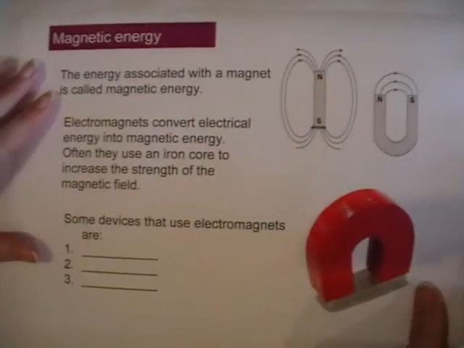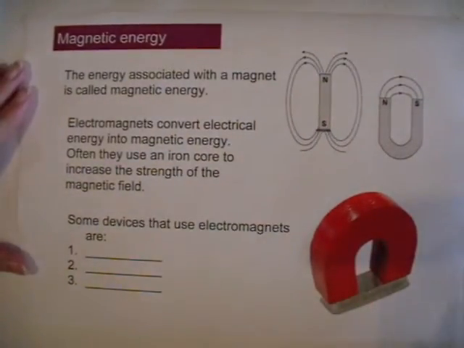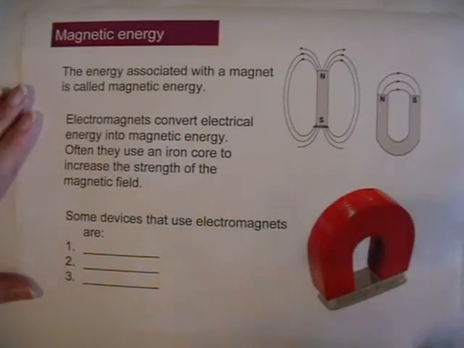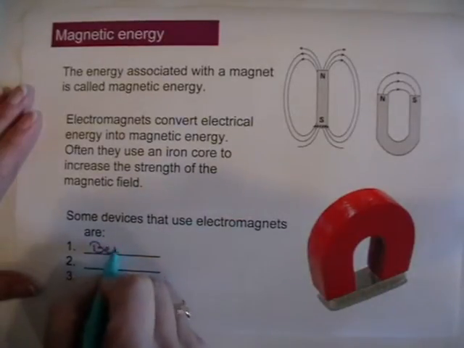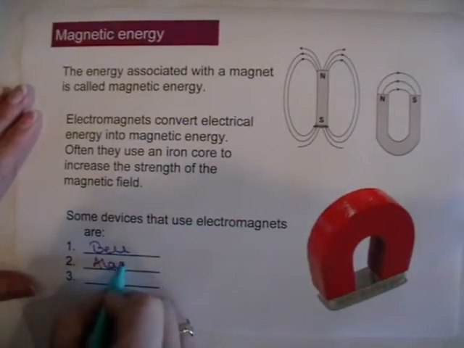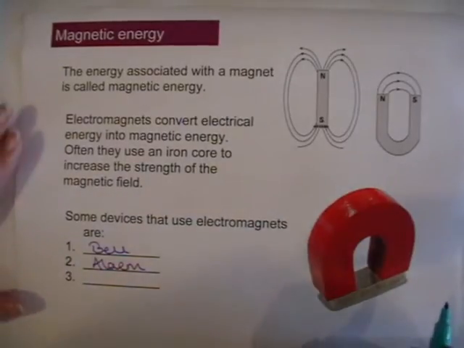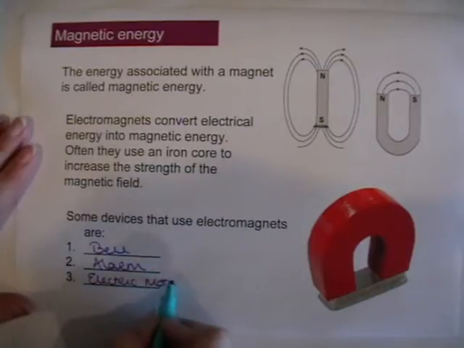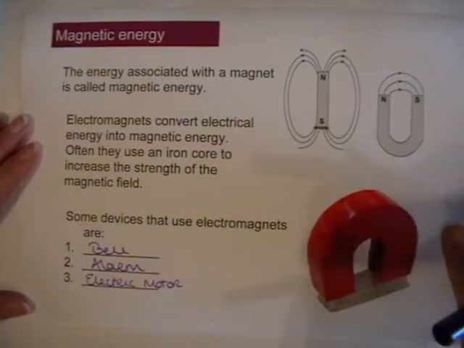Let's begin then by looking at magnetic energy. The energy associated with a magnet is called magnetic energy. And electromagnets convert electrical energy into magnetic energy. Often they use an iron core to increase the strength of the magnetic field. Some devices that use electromagnets are a bell system, or an alarm system, or an alternator within an electric motor or generator. So that's magnetic energy.